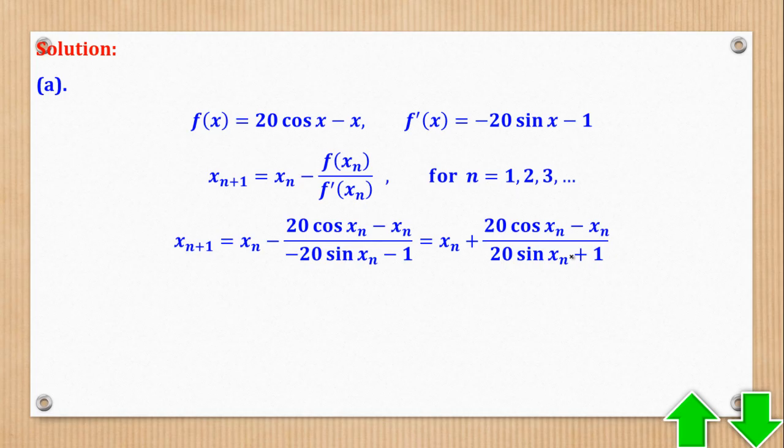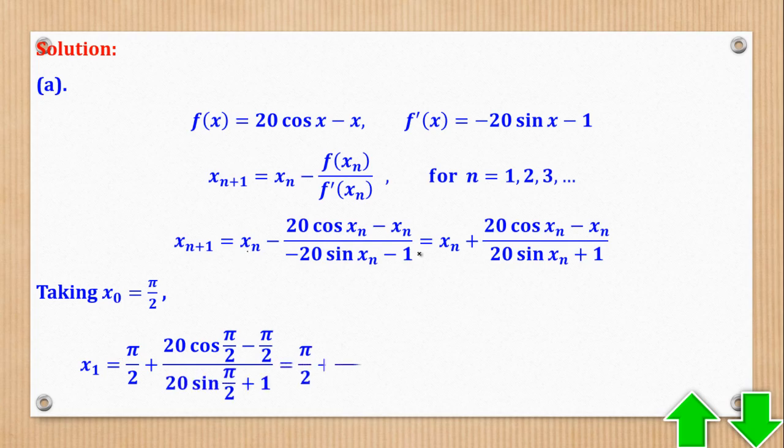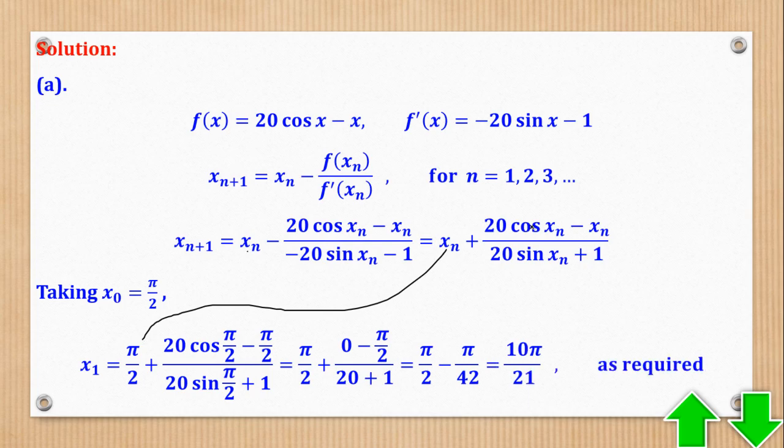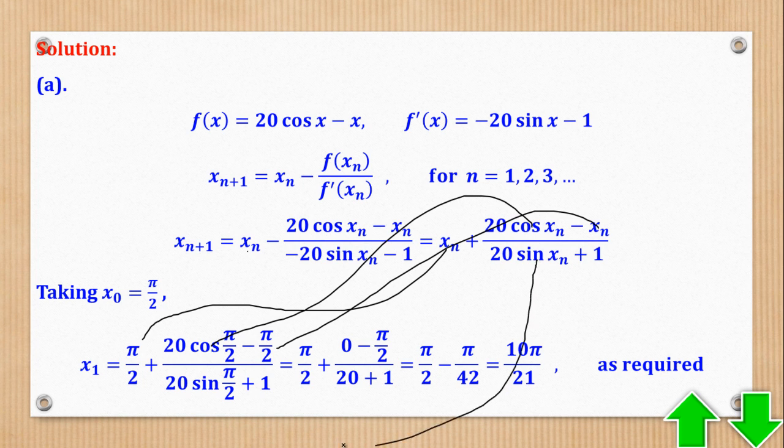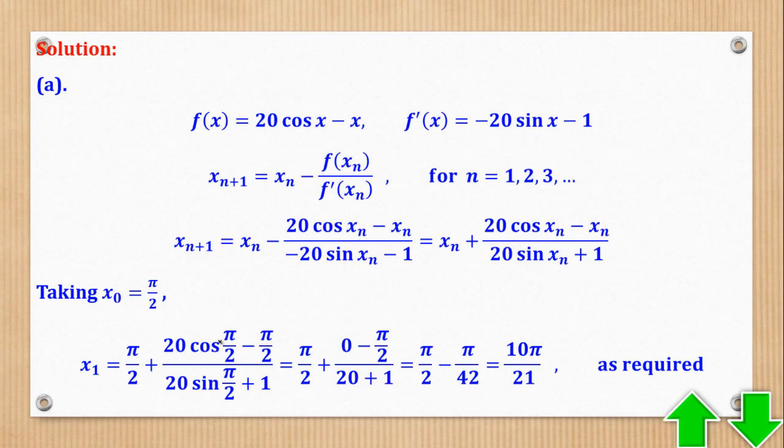Hope it is clear, but if it's confusing you, you can just stop here and deal with that. I only wanted to reduce the negatives. Then taking x naught to be pi over 2, substitute pi over 2 here, then cos pi over 2 minus pi over 2 divided by 20 sine pi over 2 plus 1. Now cos pi over 2 is 0 if you use a calculator. Sine pi over 2 is 1. That's why I see 20 times 1 to give you 1.